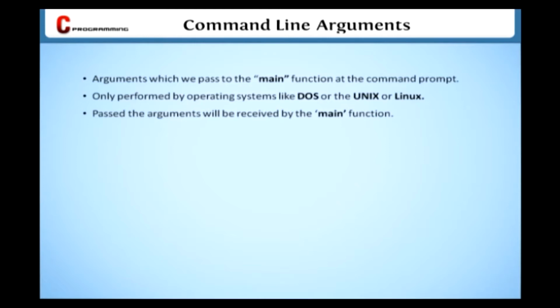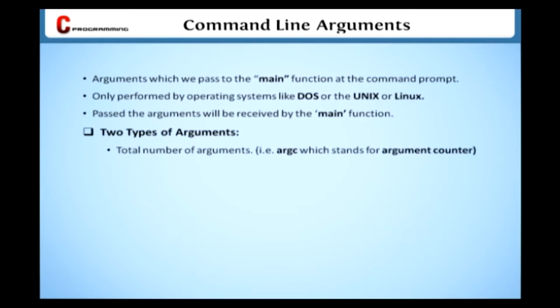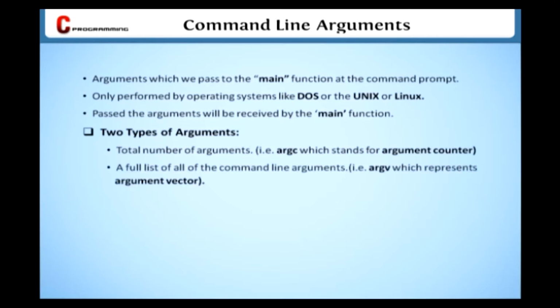In fact, the main function can accept 2 arguments. The first argument is a total number of arguments, that is, argc, which stands for argument counter. The other argument is a full list of all the command line arguments, that is, argv, which represents argument vector. In order to access the command words, the main function must have a prototype like this.